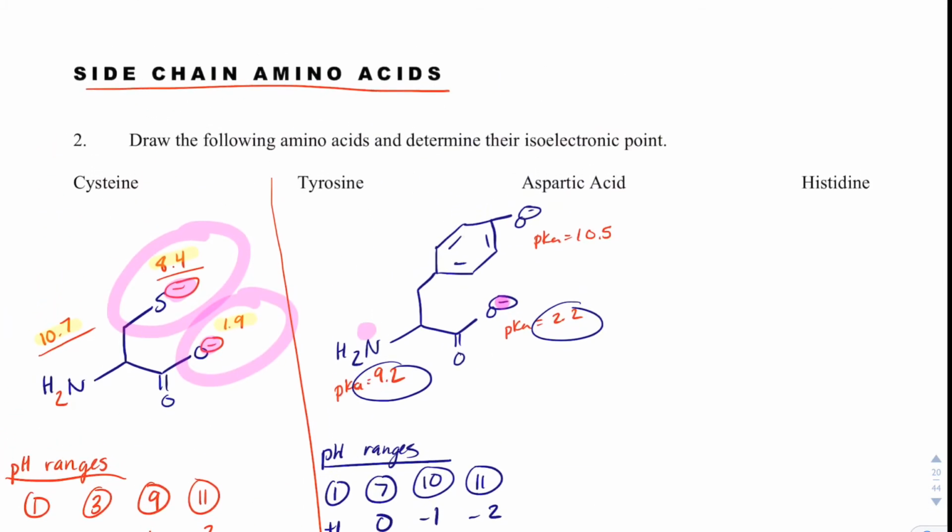So I want you to try aspartic acid and histidine, and you can pause the video. I will give you my answers here. We have 2.65 and 7.65.